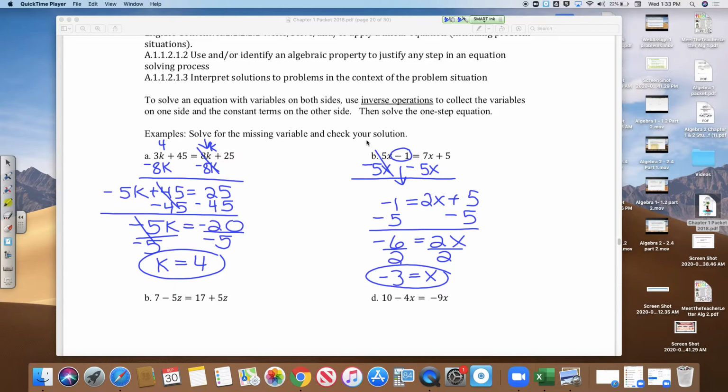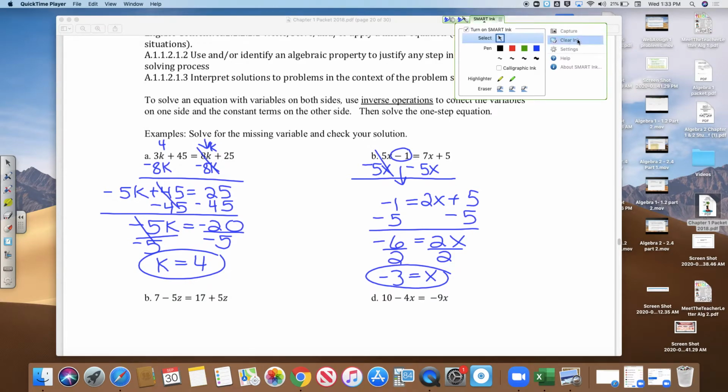If you're feeling confident, why don't you pause the video and try the second one, letter B. That should be letter C, but we can try this next one if you're feeling confident. If you're not quite confident, then let's do this one together. Letter C says 7 minus 5z equals 17 plus 5z.